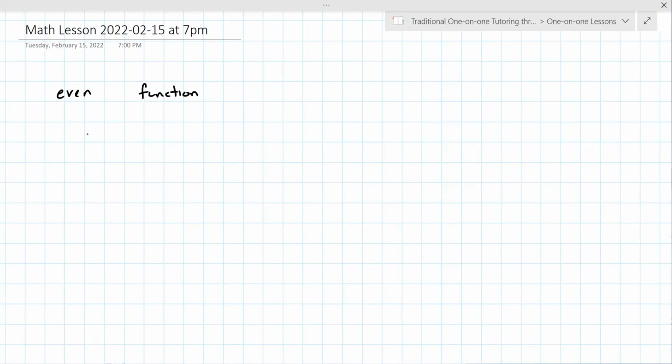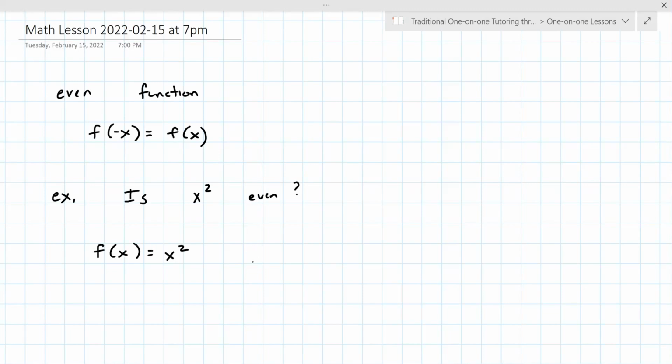See the definition here, you say, okay, well, if f of minus x equals f of x, then it's even. But what you really need are some examples here. Okay, so the most basic one is this: is x squared even? In this case, f of x is x squared.